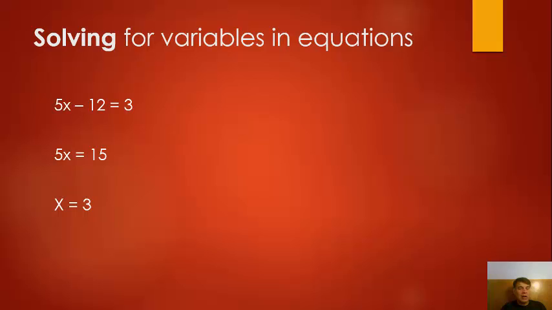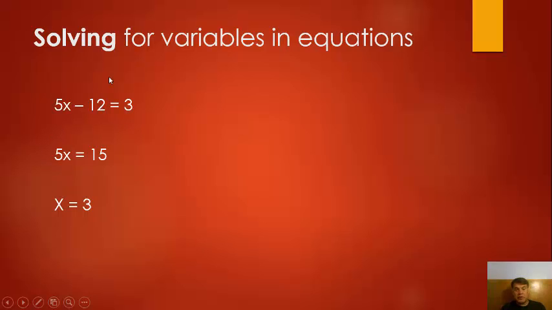So the first thing I want to do, and I have a video somewhere in the universe of YouTube on this, is get rid of that minus 12 so I can get the 5x all by itself. Well, how do I get rid of a minus 12? How about adding 12? I can do that as long as I add 12 to both sides. If I add 12 to this side of the equation, then 12 minus 12 is 0. So I'm left with just 5x on this side.